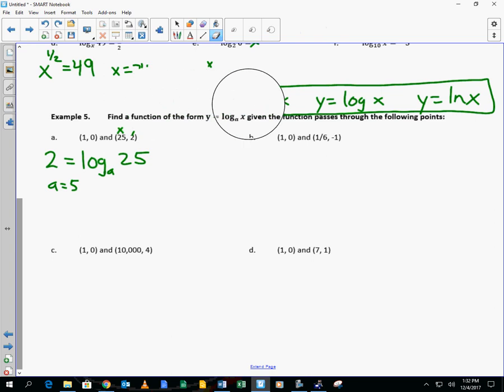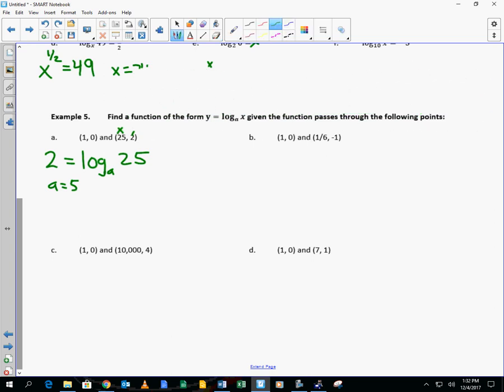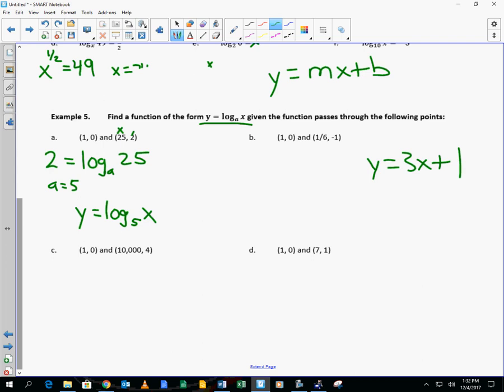Look, it says right here, write it in the form of y equals log base a of x. So what do you put in place of a? 5. So y equals log base 5 of x. So if I asked you to write an equation y equals mx plus b, and you wrote for me y is equal to 3x plus 1, you would say, well, that's a line with a slope of 3 with a y-intercept of 1, right?